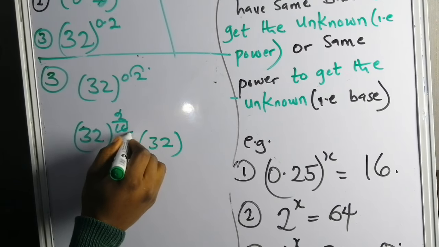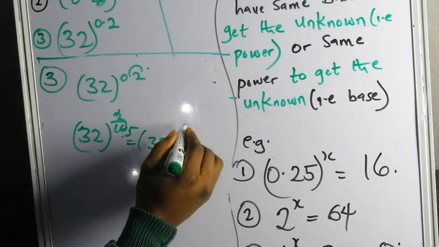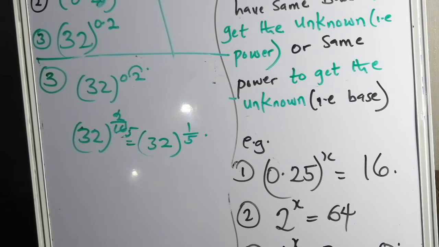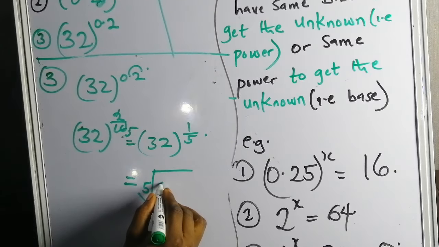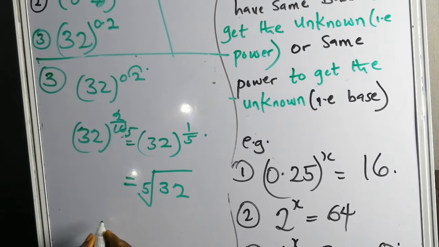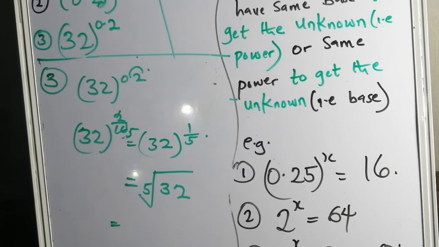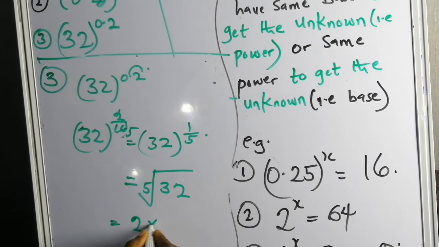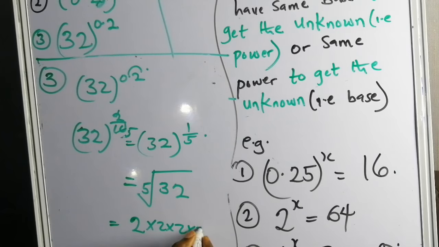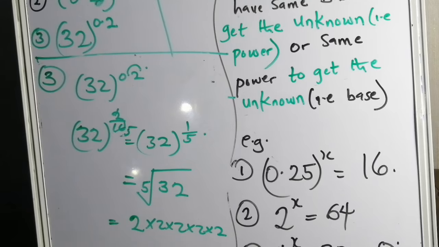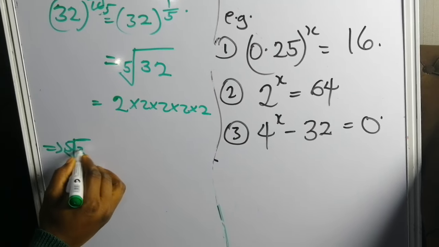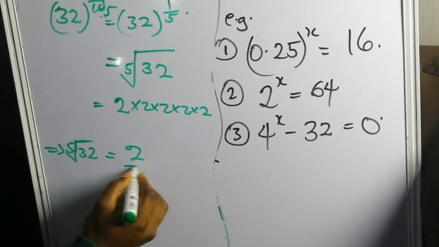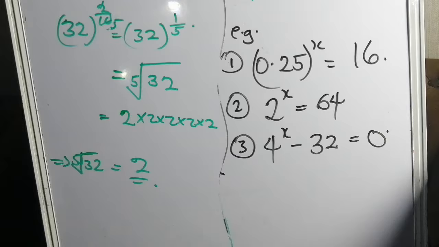That's 2 over 10, which is 1 over 5. So this one is the same thing as 1 over 5. And I can as well say this is fifth root. That's root law in indices. Fifth root of 32. This is telling me, what can I multiply 5 times to give me 32? That's 2 times 2 times 2 times 2 times 2. So that implies that the fifth root of 32 equals 2. If you press your calculator, you will get your answer.